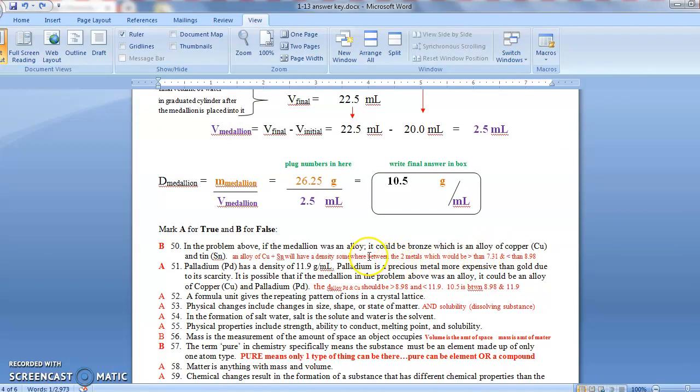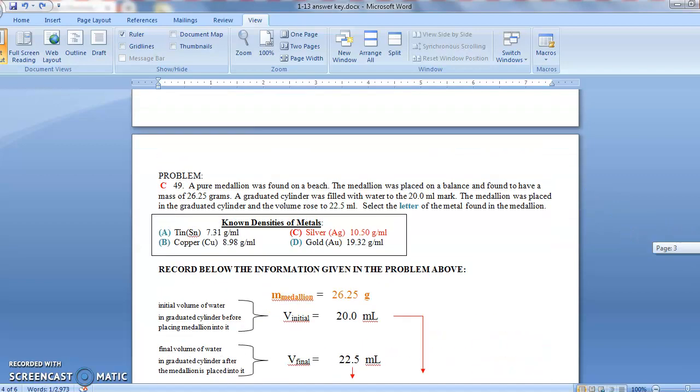In the problem above, if the medallion was an alloy, it could be bronze. This is true or false. They're saying it could be bronze, which is copper and tin. Well, the medallion's 10.5. The density of copper is 8.98. The density of tin is 7.3. So an alloy of tin and copper would be between 7.3 and 8.98. It can't be an alloy of these two, because the density would have to be between those two. There's no way it's an alloy of those two since its density is 10.5.